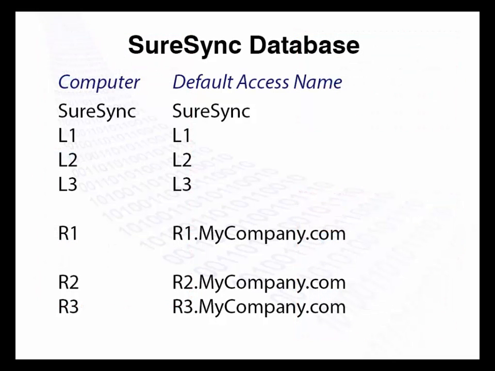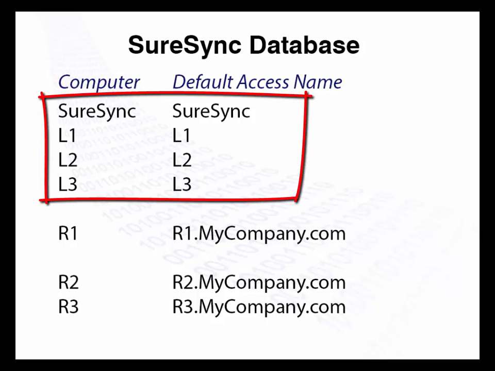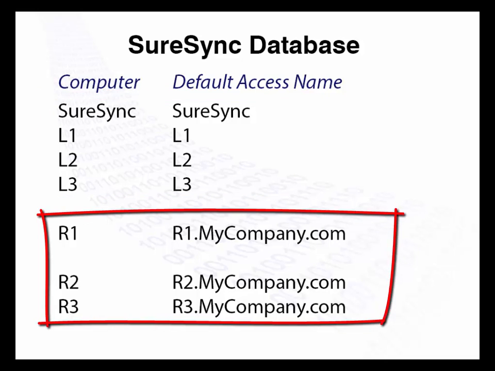The database definitions would have the computer name and a default access name associated with each machine. Within the local group with the job server, each of those machines is most easily accessed by just using their computer name. Each machine can see the other one without any difficulty. To transmit to the remote locations, you're going to need a DNS name or an IP address in order to reach those machines.